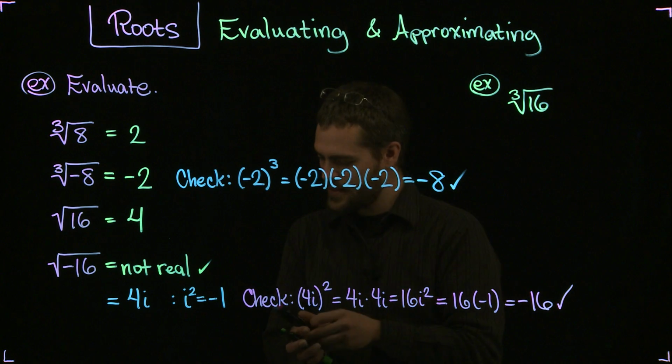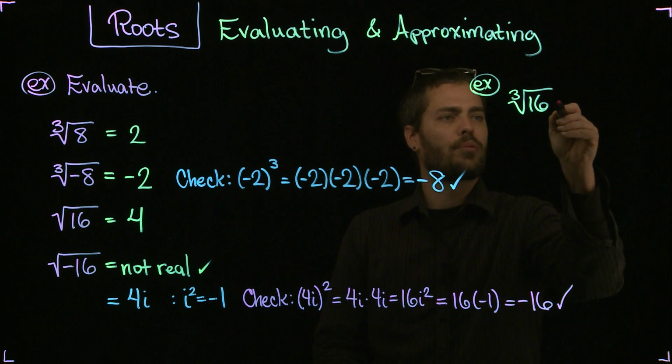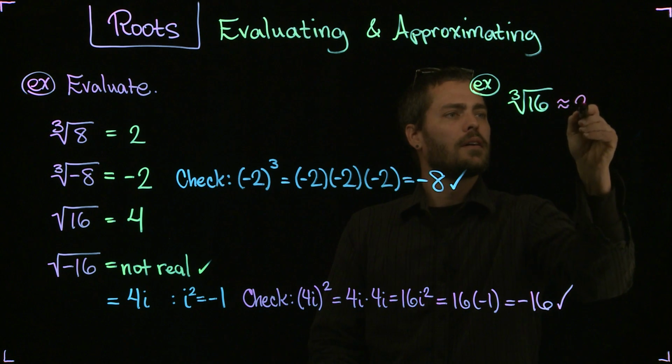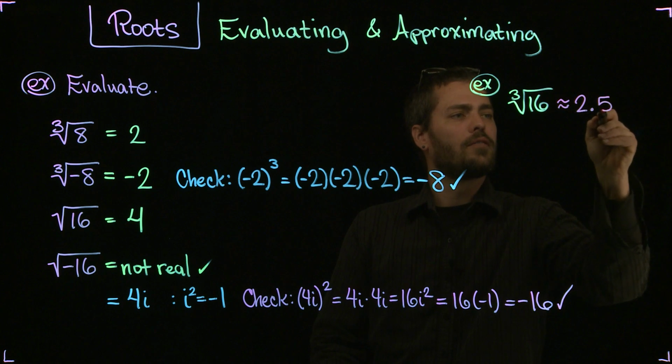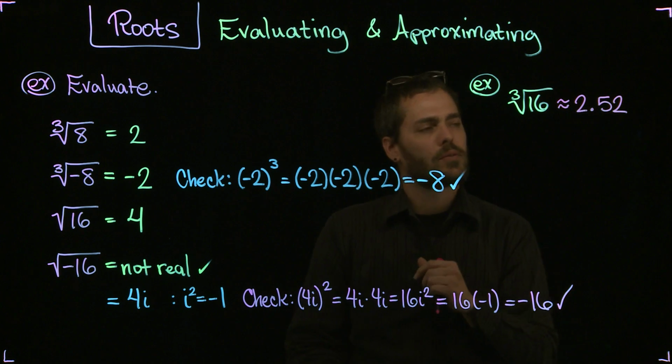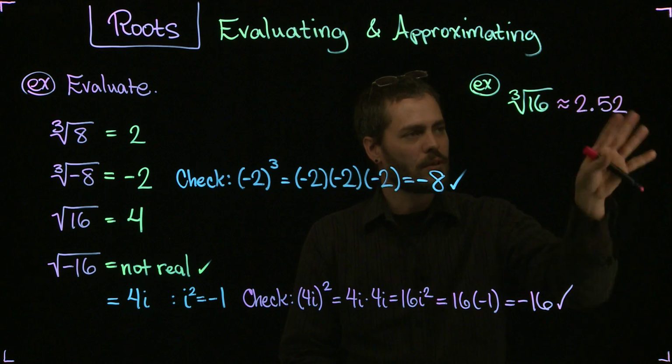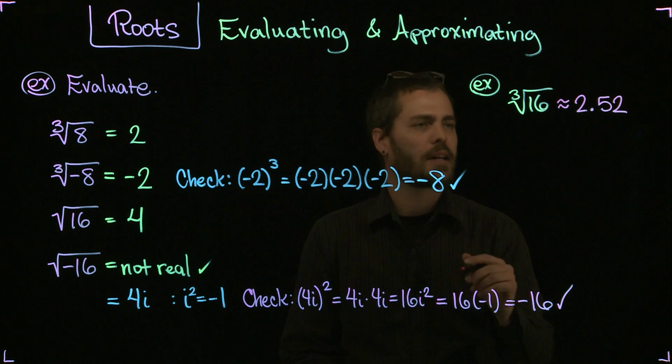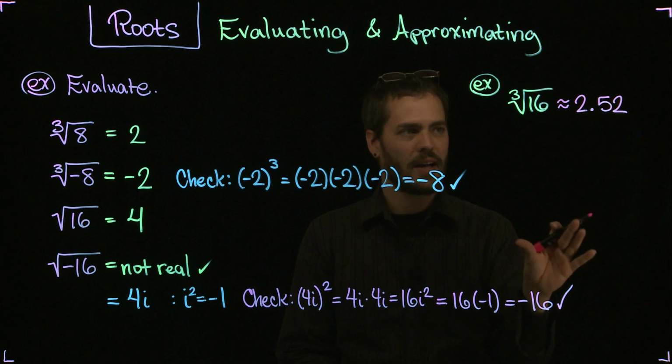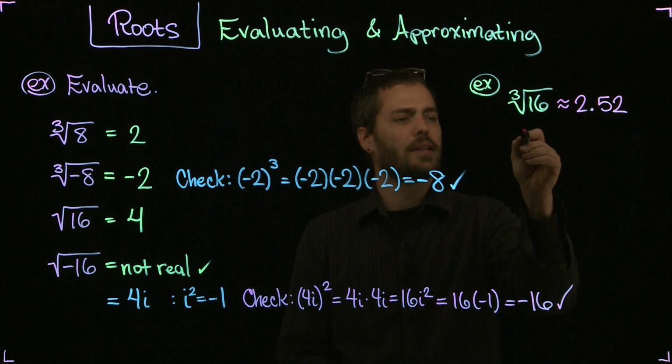When you do that, this one comes out to approximately 2.52. Whenever you're having to round a number or truncate decimals, you know you're talking about an approximate value, not an exact value. So let me point that out.